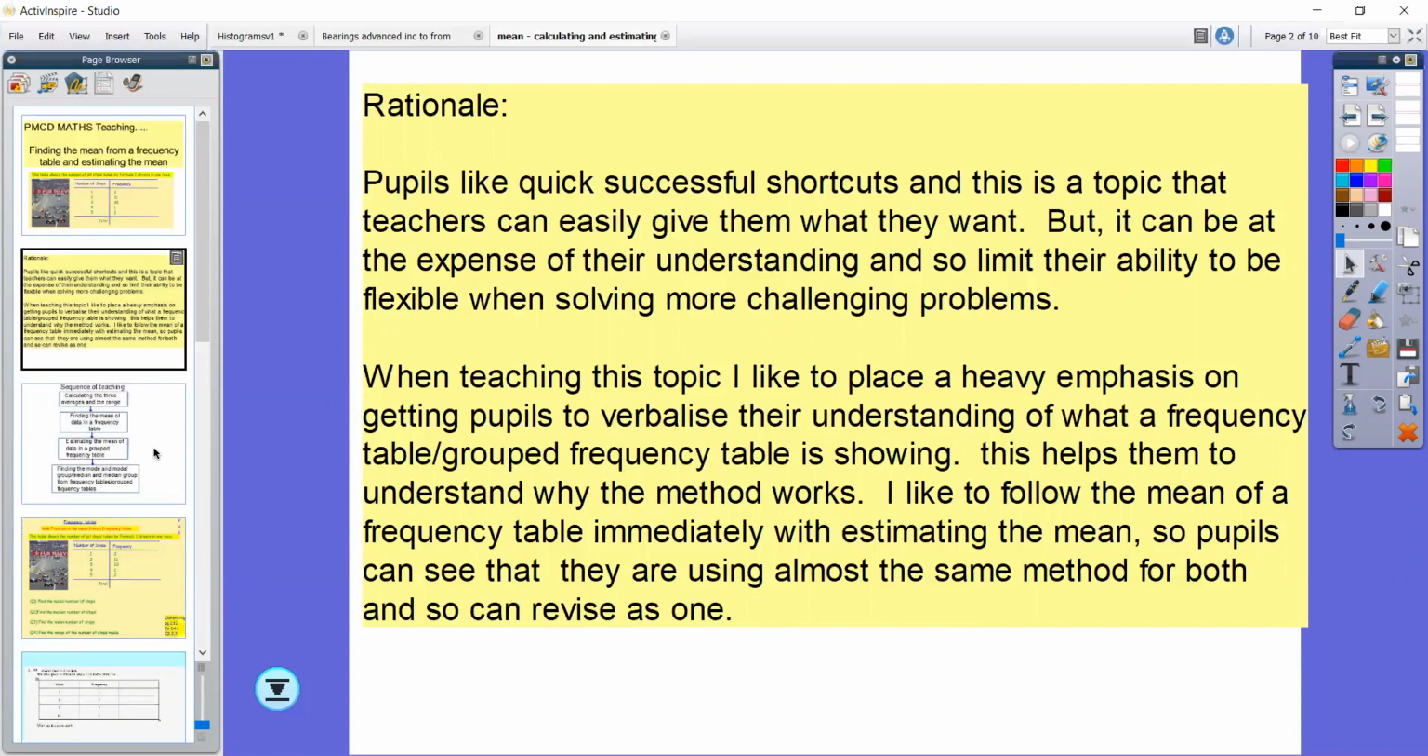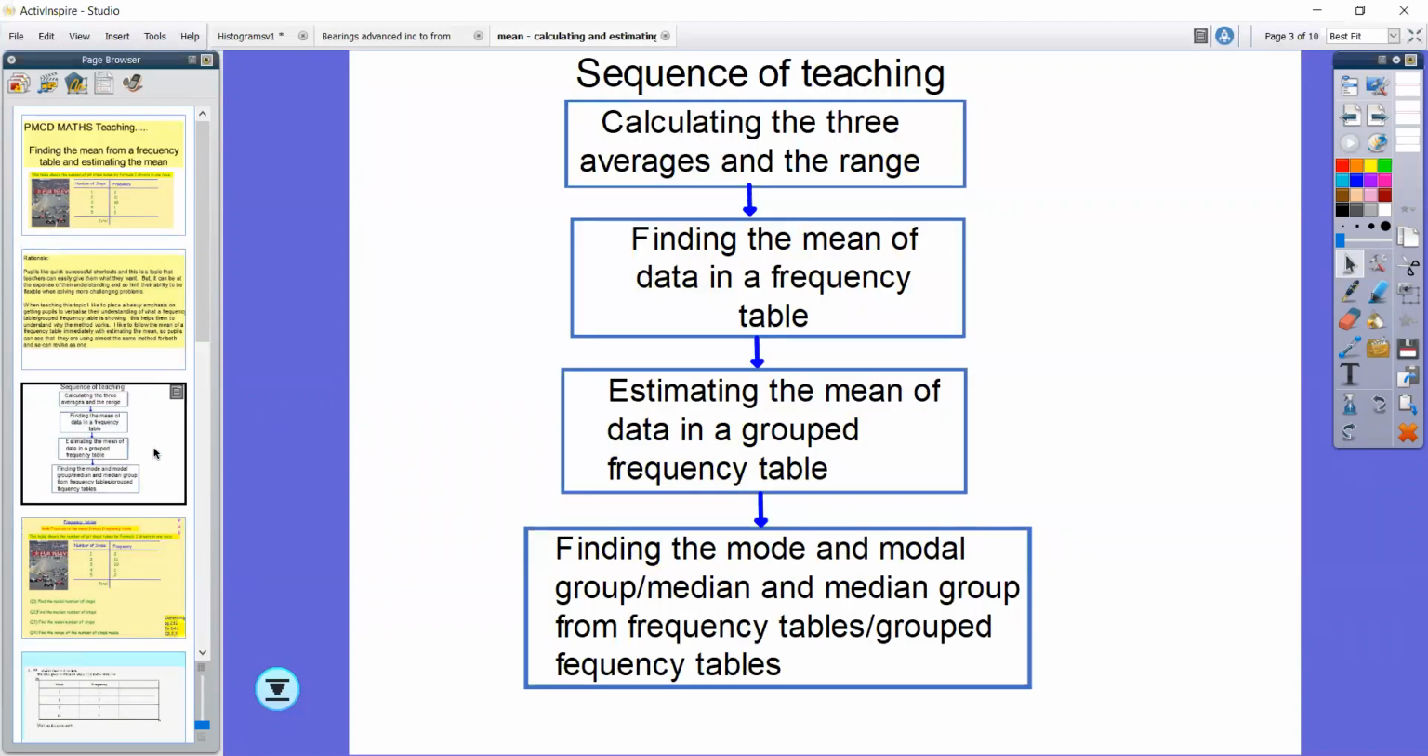This is the sort of order of teaching, or things they should know, prerequisite knowledge. They should be able to calculate the three averages and the range, and hopefully know that the range isn't an average. We have a lot of students that tend to think that the range is an average. They pick that up because it's taught together. So emphasis on that when you're doing that is very important. I'll probably do a video on that one.